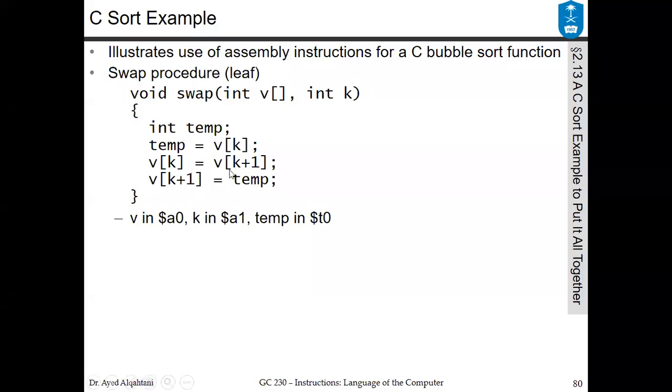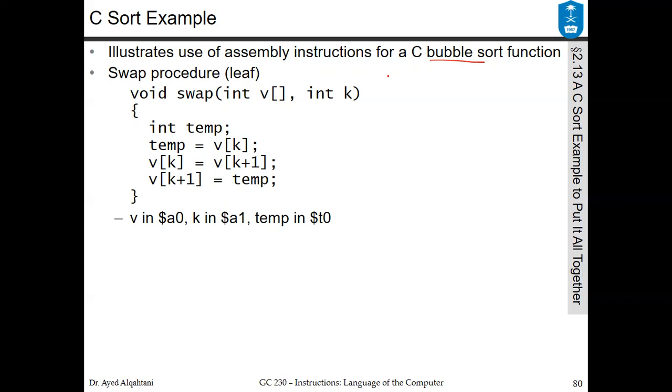And now we will talk about a C code that performs the sort of an array. And we will have this example to put everything that we study together. So this C sort example illustrates the use of assembly instructions for a C bubble sort function. There are many types of sort function. One of the famous types is the bubble sort.